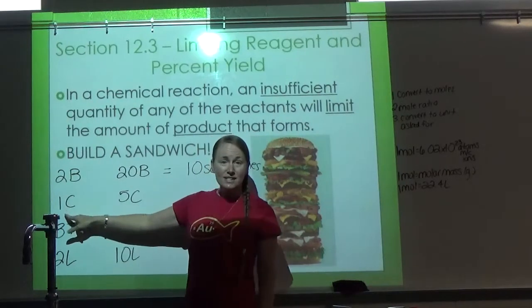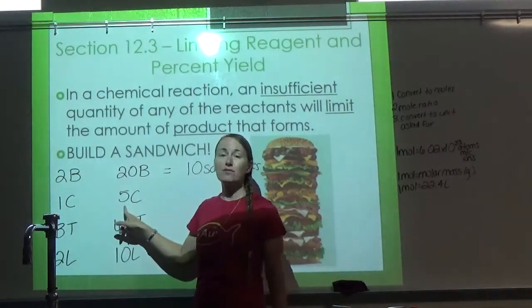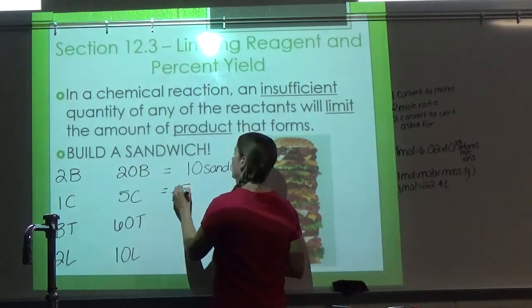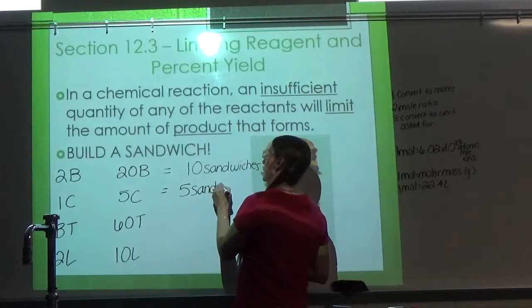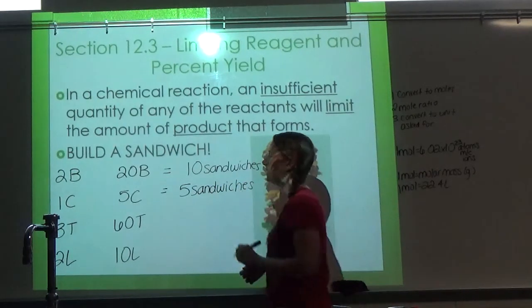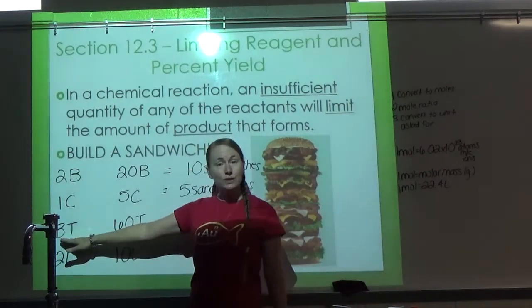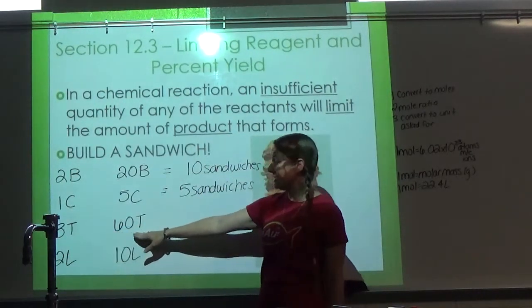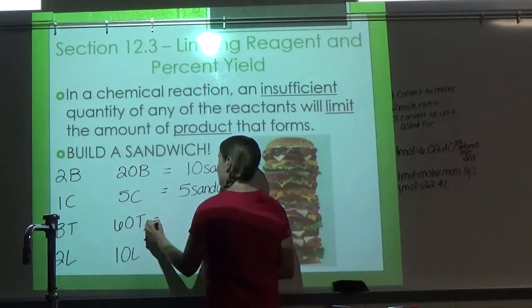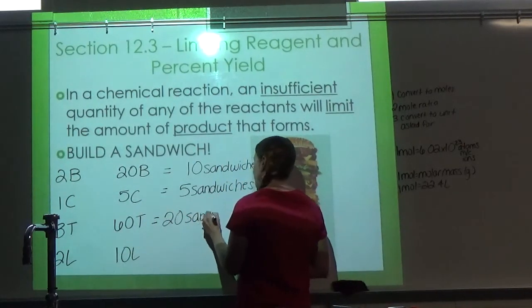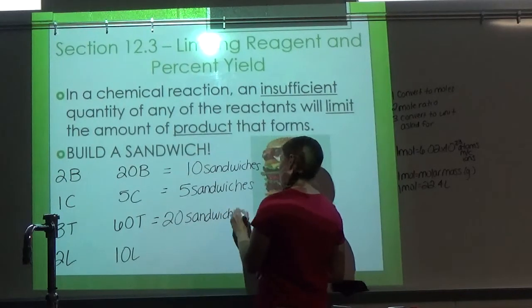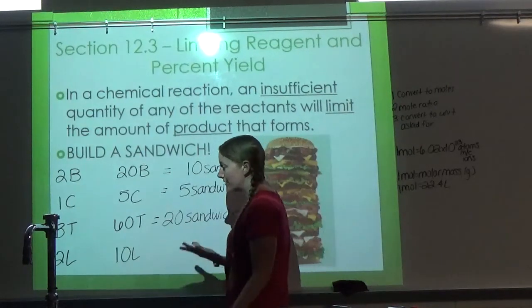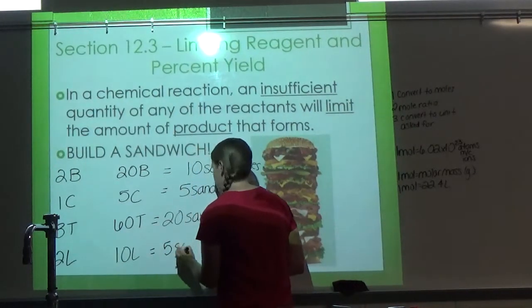Alright, you need 1 slice of cheese for each sandwich. You found 5 slices of cheese. So how many sandwiches could you make with your cheese? Well, you can only make 5 sandwiches before you run out of cheese. Alright, you need 3 slices of turkey for each sandwich. And you found that gigantic family-sized pack that had 60 slices of turkey. So you can make 20 sandwiches with the amount of turkey that you have. And then for lettuce, you want to put 2 leaves of lettuce on there, but you have 10, so you could make 5 sandwiches.